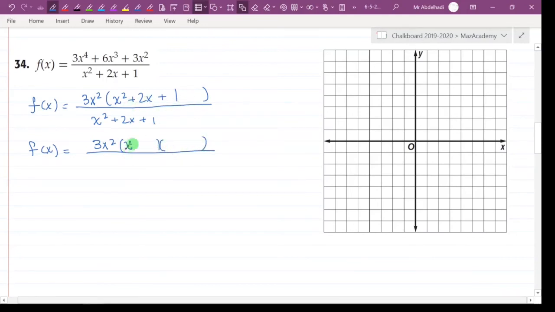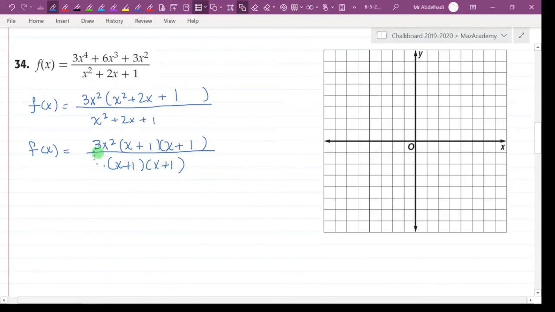Yes, you can. X and x. What are two numbers that multiply to give you 1 but add to give you 2? Hard one. Yeah, plus 1 and plus 1. And since the bottom's the same, it's also x plus 1, x plus 1.